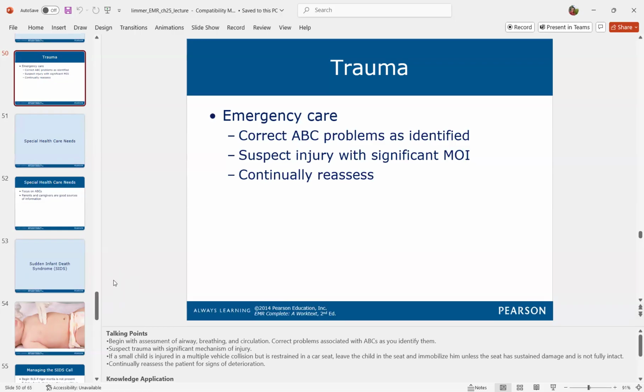If a small child is injured in a multiple vehicle collision but restrained in a car seat, we can leave them in that car seat and immobilize them, unless the seat has been really damaged. If it's fully intact, we can leave them in that seat because it is restraining them. And we want to continually reassess the patient for signs of deterioration. Anything that we would do on an adult for trauma, we're going to do on this age bracket as well.